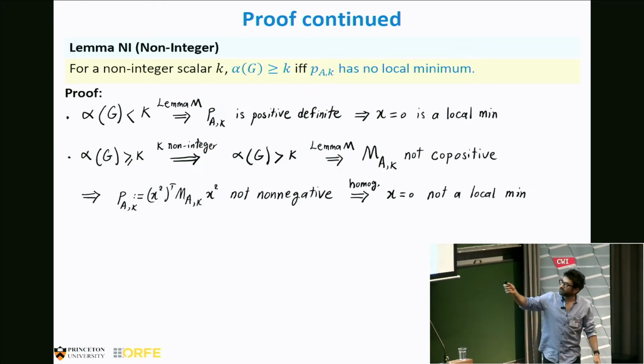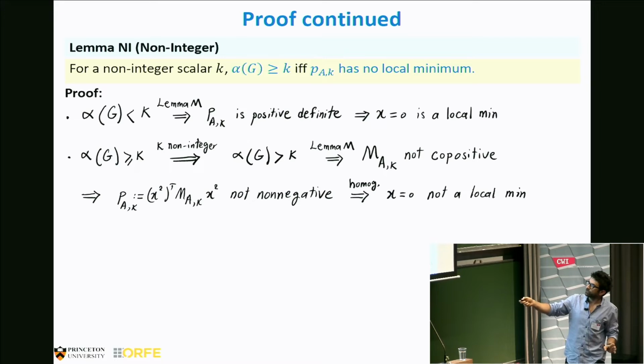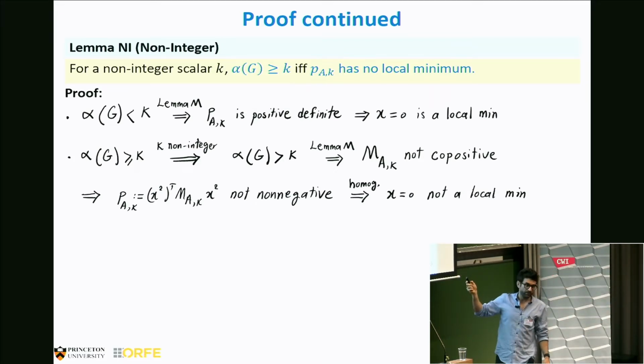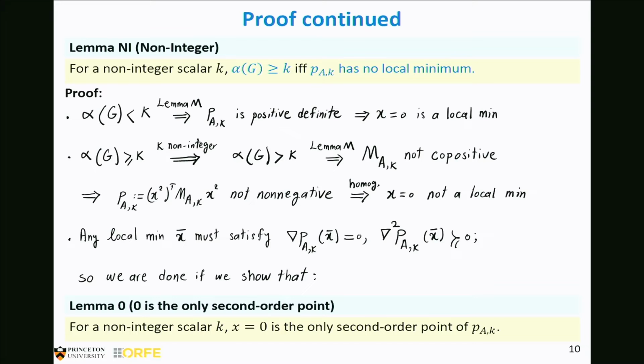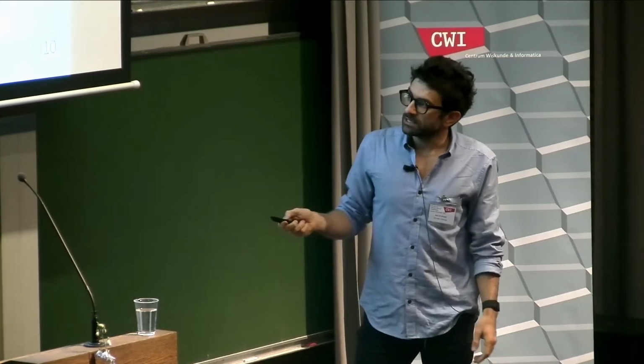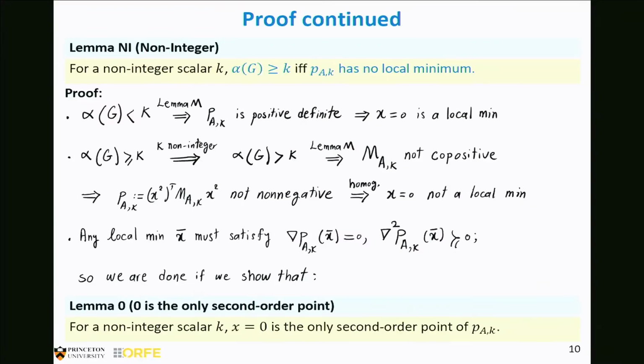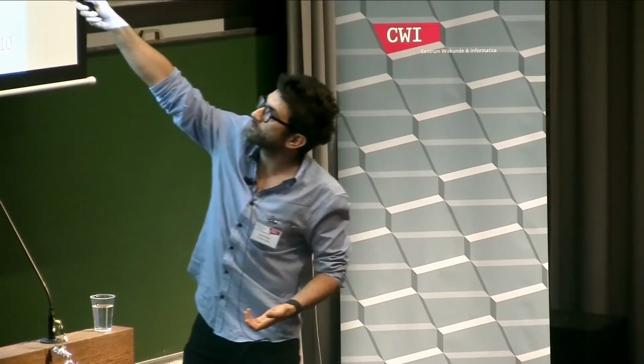But have I established this converse direction? Of course not, right? Because what I want to show is if alpha is more than or equal to k, then this polynomial has no local min whatsoever. The only thing I've done is show that 0 is not a local min. So now I need to worry about every other point in R^n. But let's remember that any local min, let's call it x bar, must satisfy first and second order necessary conditions. So the gradient should vanish, and the Hessian of this quartic should be PSD at that point. If we can somehow show this stronger result, we would be done. And this is the last lemma, lemma 0, which says that for a non-integer scalar k, 0 is the only second order point of this quartic polynomial. So in fact, no other point is even a second order point, so it cannot be a local min. 0 is the only second order point, but we separately show that 0 is not a local min, so we would be done.